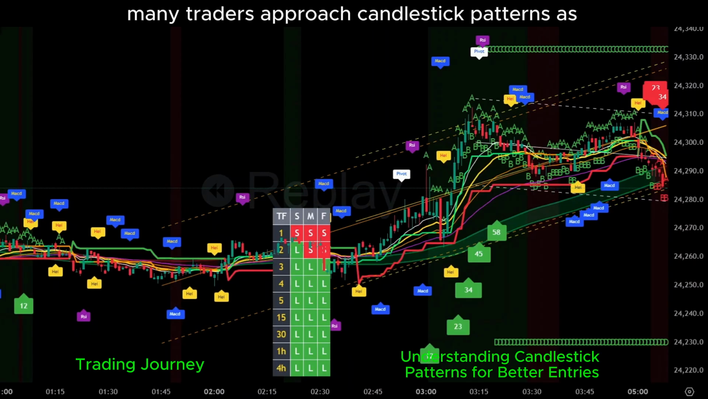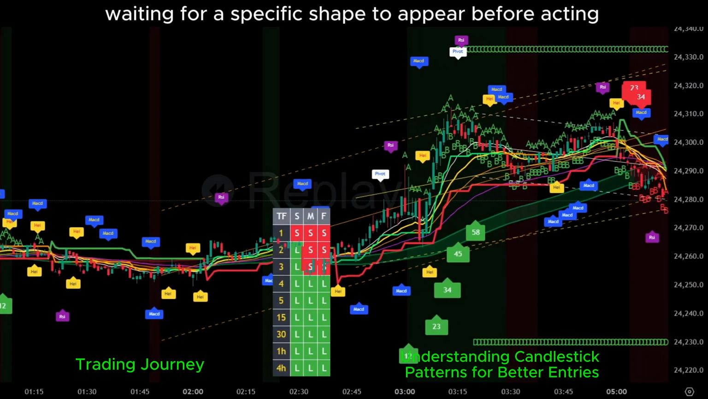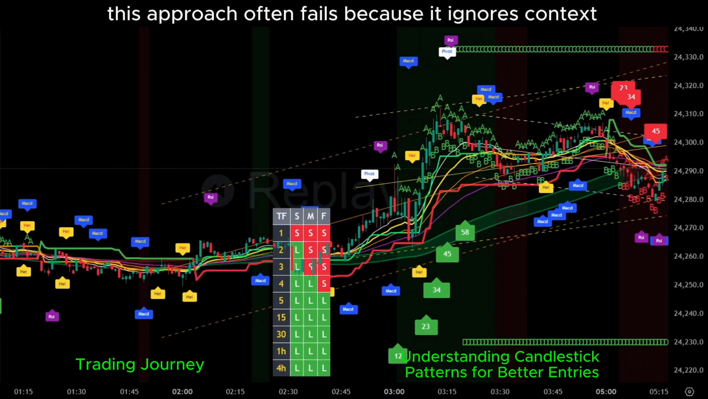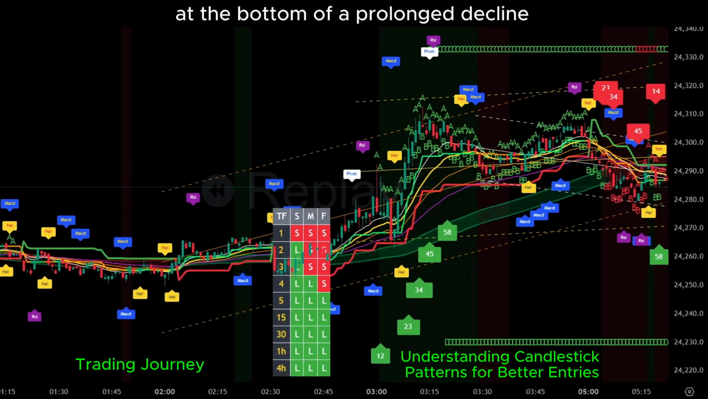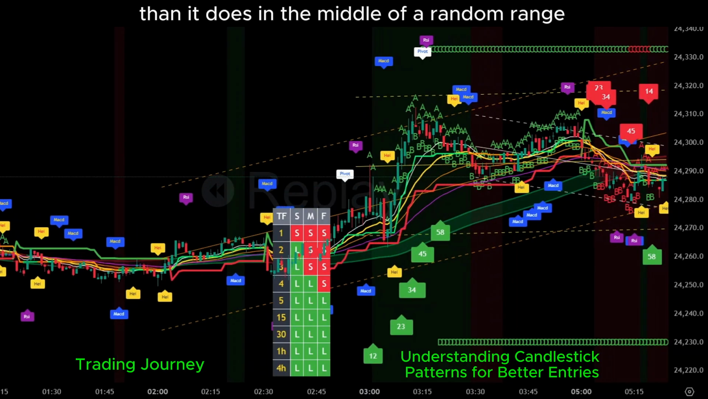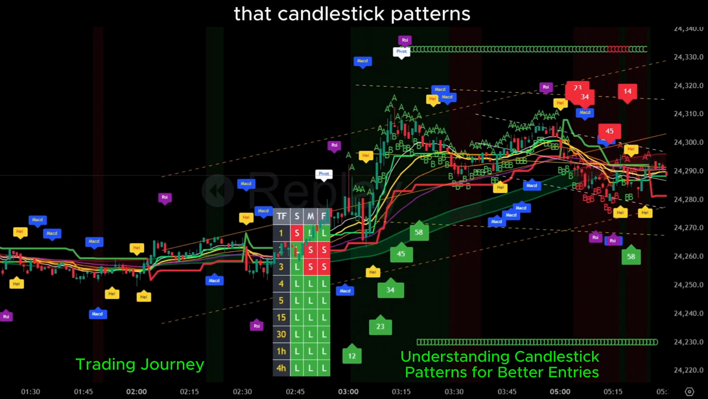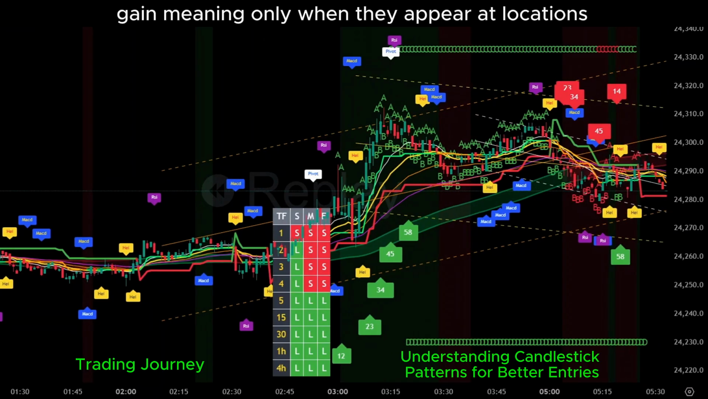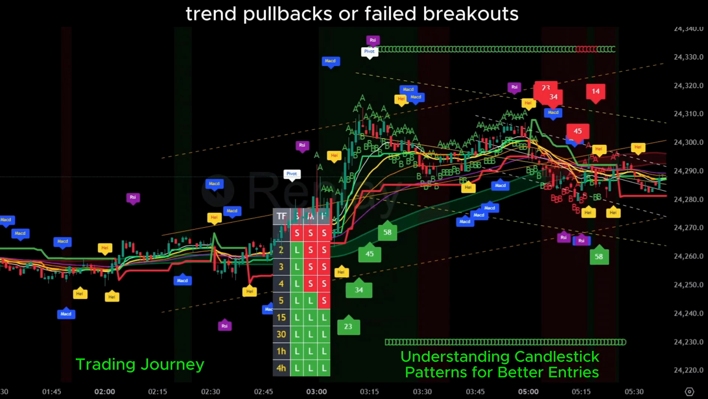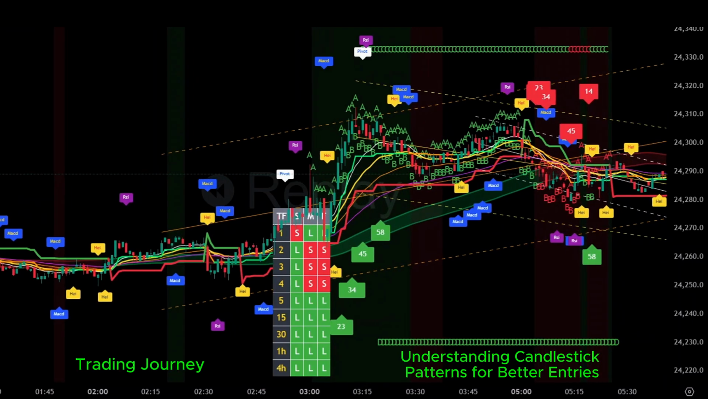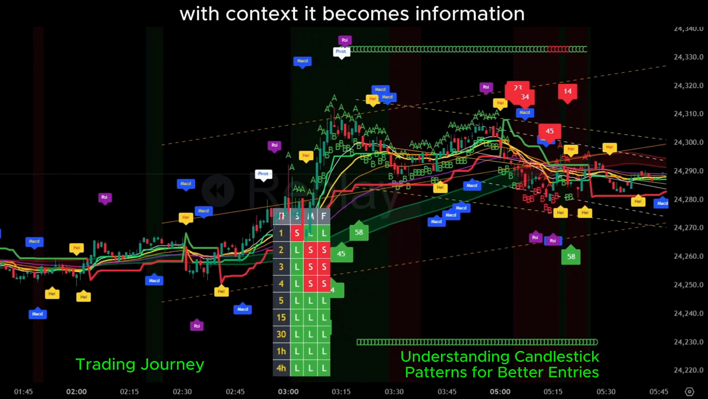Many traders approach candlestick patterns as entry triggers, waiting for a specific shape to appear before acting. This approach often fails because it ignores context. A hammer means something very different at the bottom of a prolonged decline than it does in the middle of a random range. Trading literature consistently warns that candlestick patterns gain meaning only when they appear at locations where decisions matter, such as support, resistance, trend pullbacks, or failed breakouts. Without context, a candlestick is just a candle. With context, it becomes information.